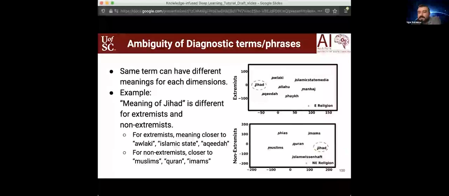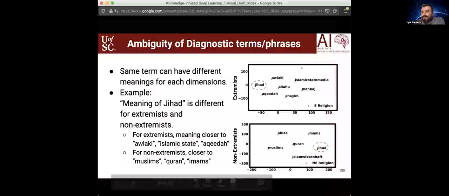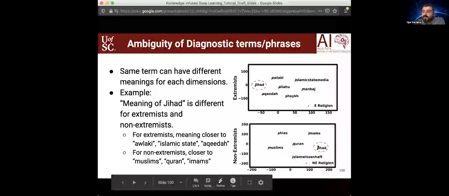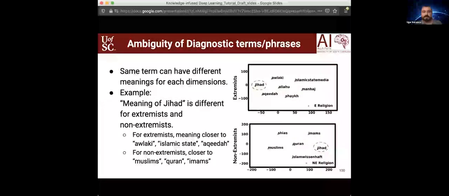Awlaki, if you may know, is a very well-known ideologue for ISIS, the Islamic State. And Islamic State media was the main media organization for the Islamic State as well. On the other hand, for non-extremists, it is just about imams or Quran or Muslims, so it is actually not that ideologically relevant.